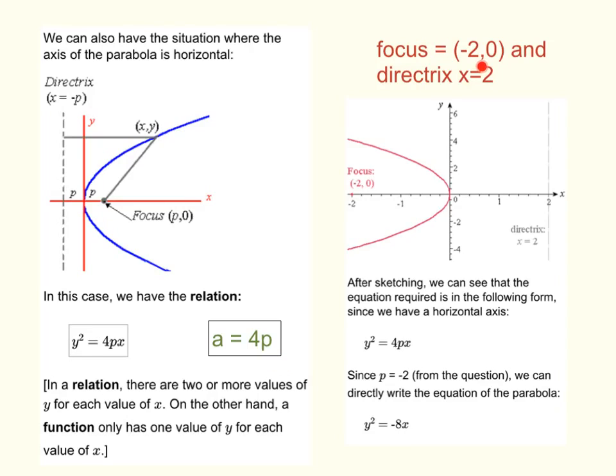So if the focus is at negative 2, 0, and the directrix is at x equals 2, here's my directrix drawn out here, here's my focal point, negative 2, 0, and so it'll open to the left. After the sketching, using the equation y squared equals 4px, in this case the distance is from 0 to negative 2, so p is negative 2, and 4 times negative 2 is negative 8x.